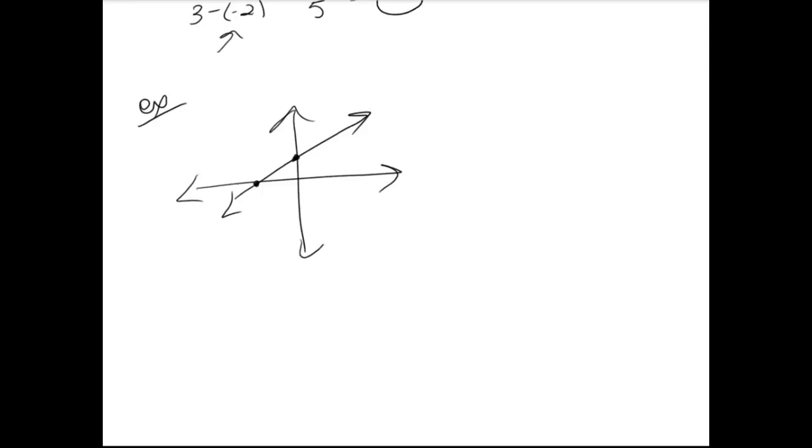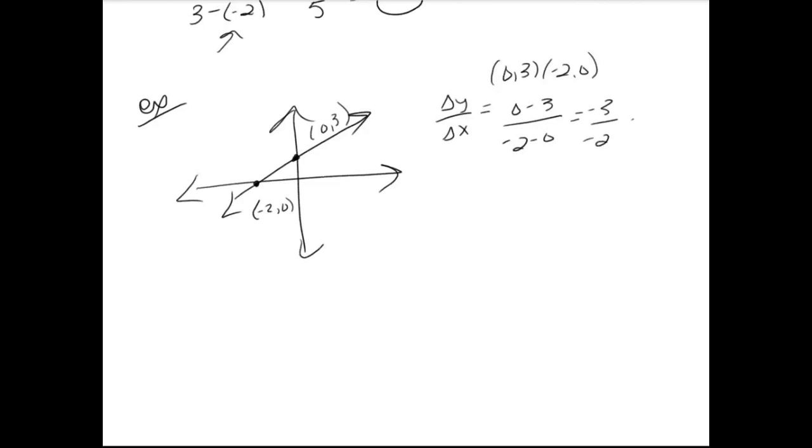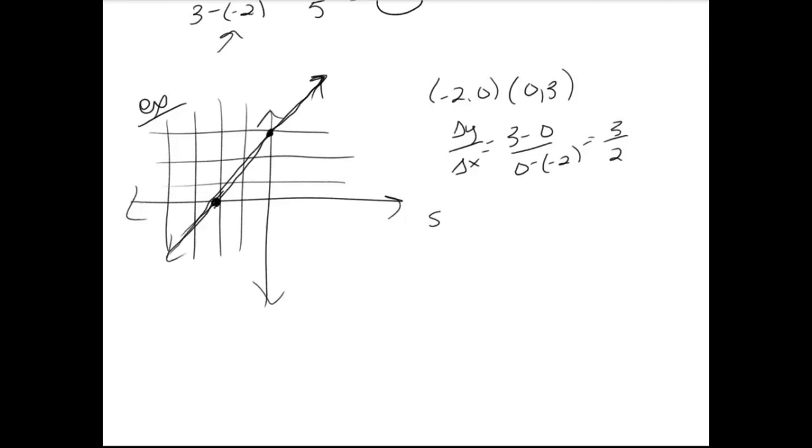And if you can identify what the point is, let's say this is -2, 0, and this is 0, 3. I'm just making this up. Then you can use what we just did. You could do delta y divided by delta x, right? You could do 0 minus 3, and then -2 minus 0, which should be -3 over -2, which would be 3/2.